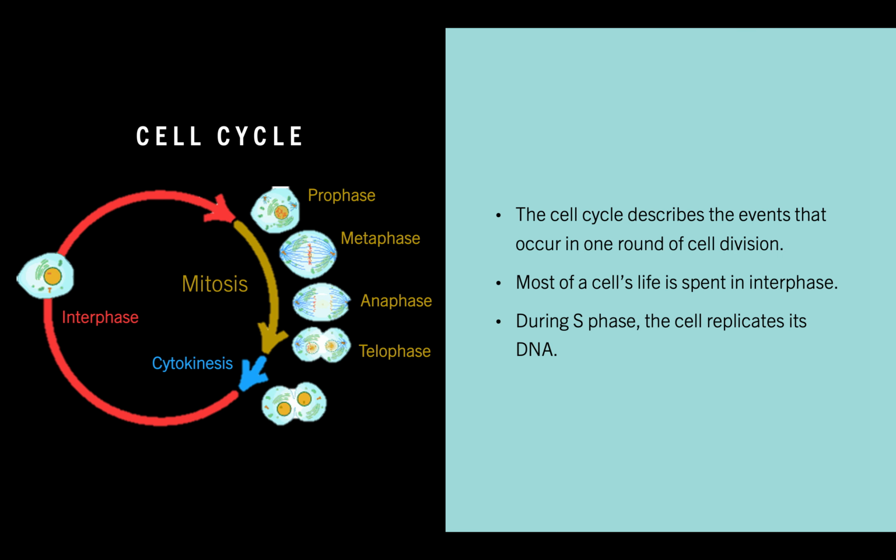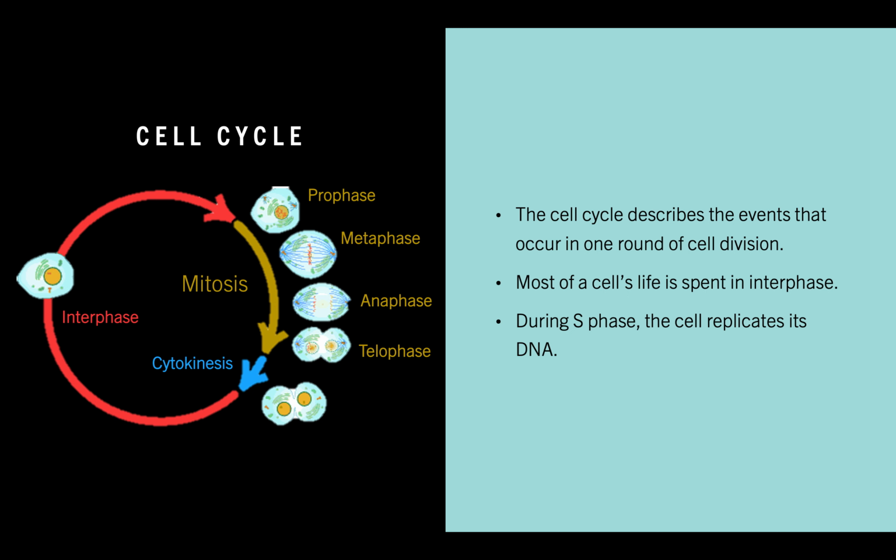So let's talk a little bit more about the cell cycle. We were talking about mitosis earlier, and I was using words like prophase and metaphase, so I want to introduce that here. We're going to go into the phases of mitosis even more in the next slide. The cell cycle describes the events that occur around 1 round of cell division, cell division being the process of mitosis. Most of a cell's life is spent in what we call interphase. And then during what we call S phase, the cell replicates its DNA.